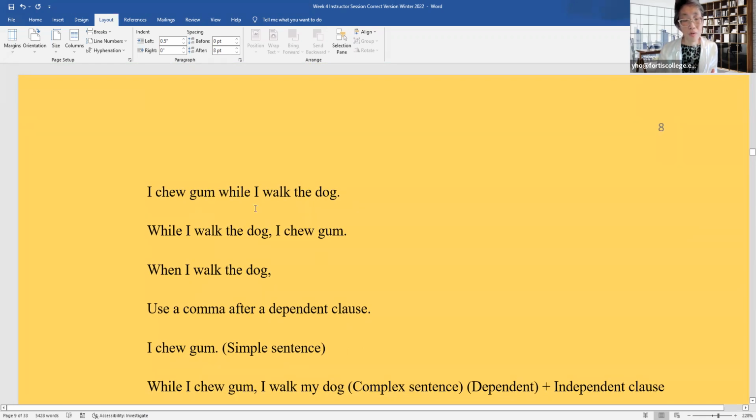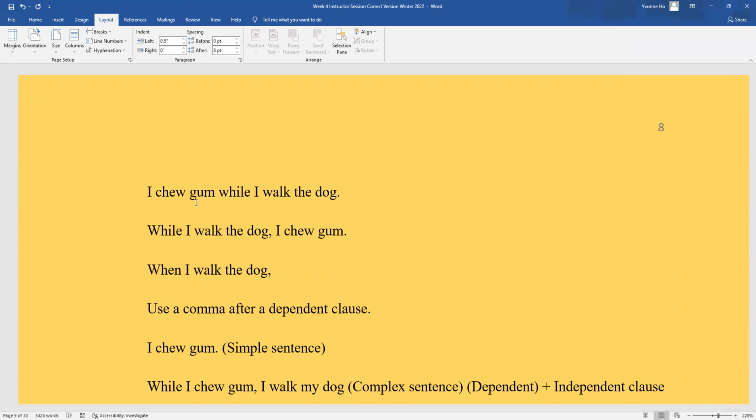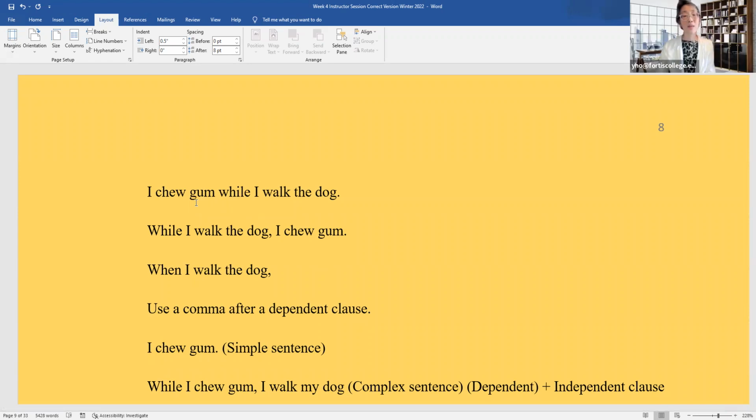Why is there no comma over here? We just went over this rule. Why is there no comma in this sentence? Because while I walk the dog is at the end of the sentence. Good. Why is there a comma in this one? Mavel.